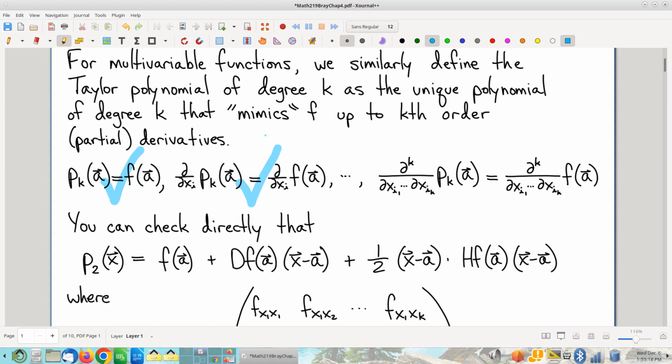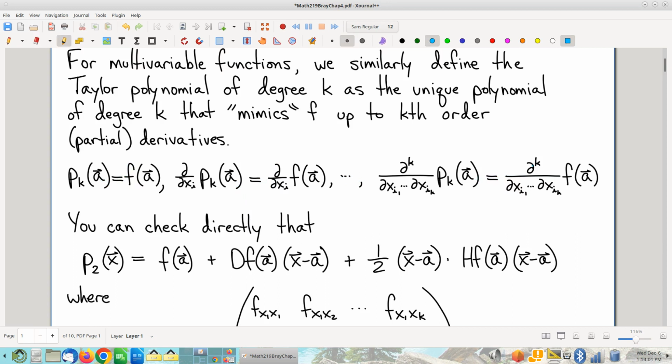Now, here's where things get a little bit different. There isn't just one derivative. There's a bunch of partial derivatives, one for each of your input variables, since this is a multivariable function. So there'll be several first-order requirements on the derivative. And likewise, there's several second-order derivatives that we want to agree, third-order, fourth-order, etc., up to and including kth order partial derivatives. There's bunches and bunches of these, depending on how many variables you have.